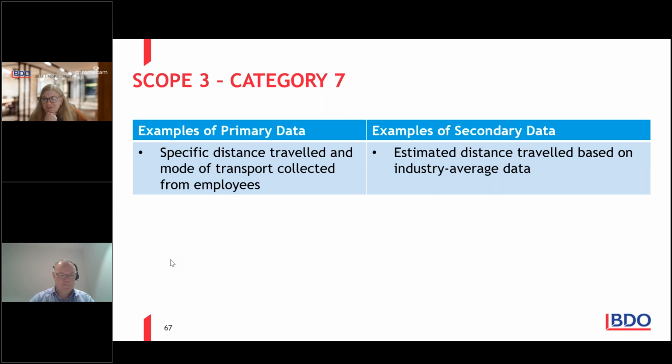It's really a difficult category, Dylan, because people travel different distances. How do you come up with an average, etc.? I find category 7 quite challenging. Yes, true.